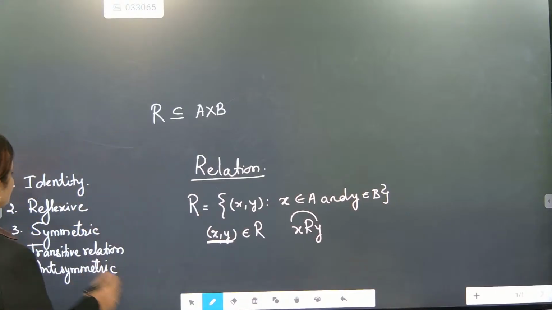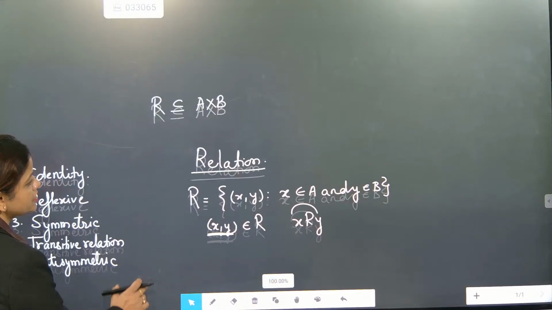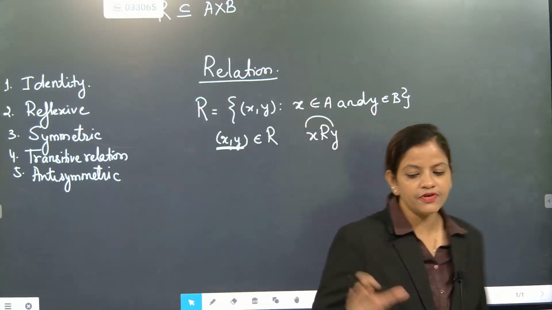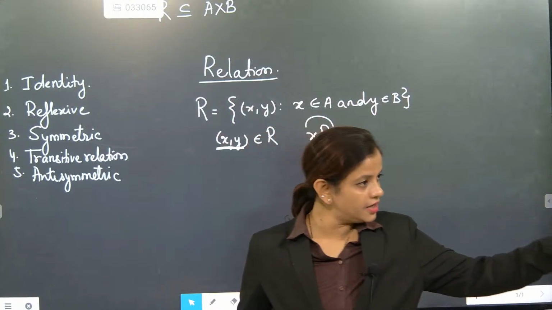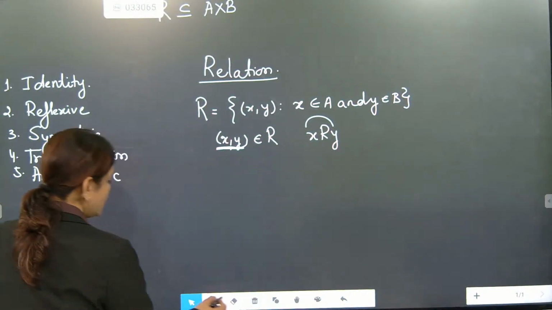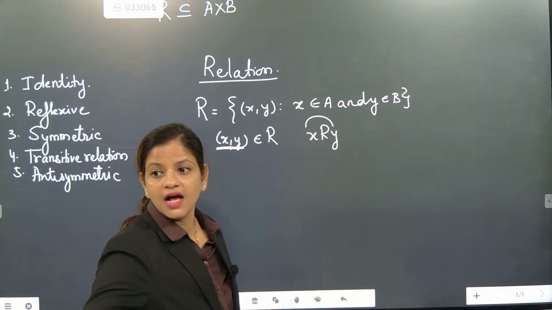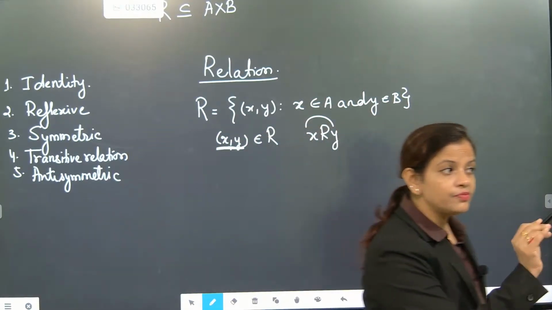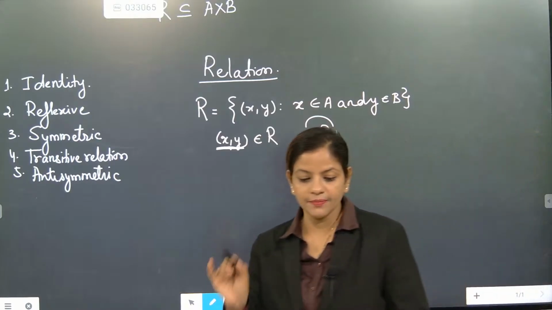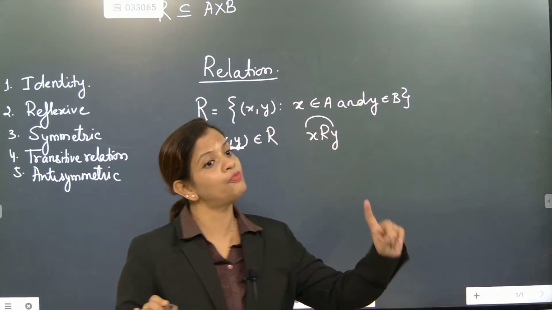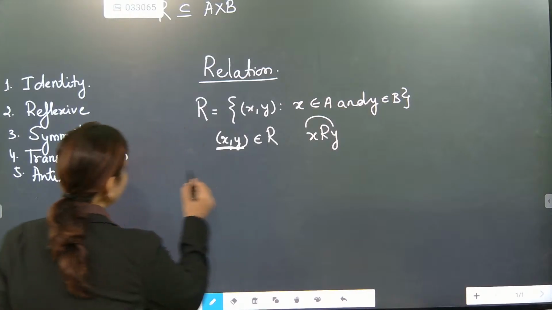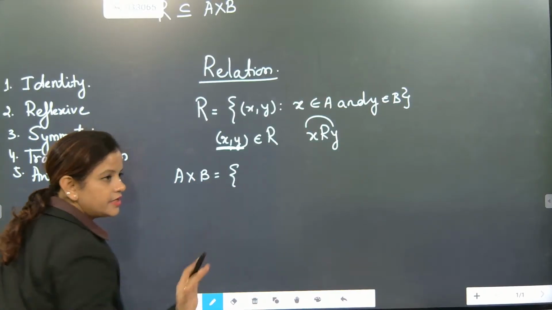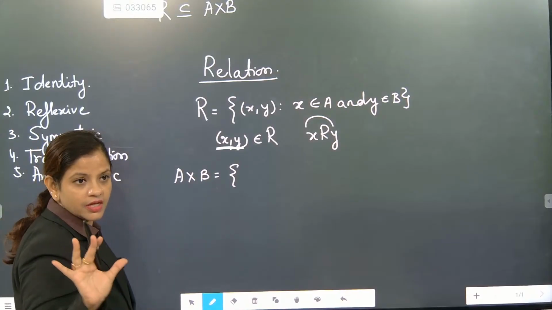Now, how are we going to talk about identity relation? First I will explain what is the difference between identity relation and reflexive relation. Understand the specific difference between them and how you should avoid making a mistake. Got it? Many times I am telling you, this time finally remember it from the board examination point of view. If A cross B has these elements, just understand the situation and then write.